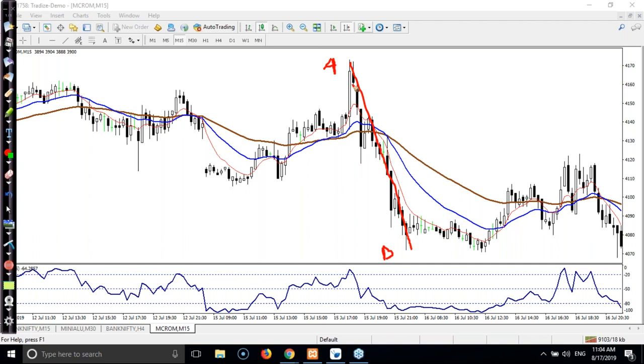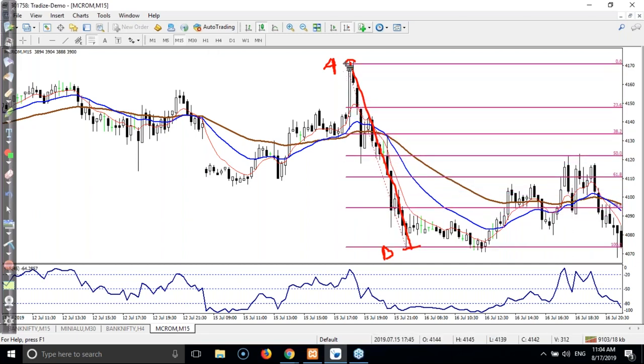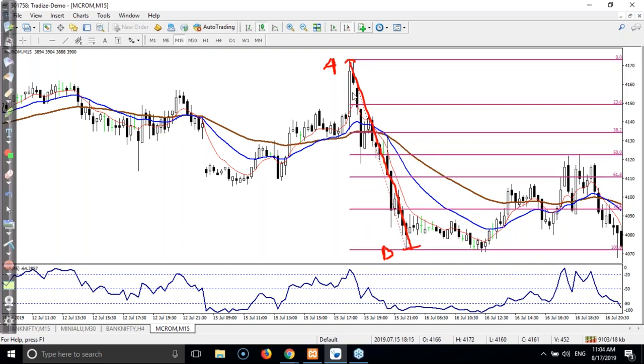So connect A point and B point by Fibonacci. Let's check it. We just connect A point and B point with Fibonacci. Have you seen? See here, this is called retracement. Have you seen? This is called retracement of 50%.